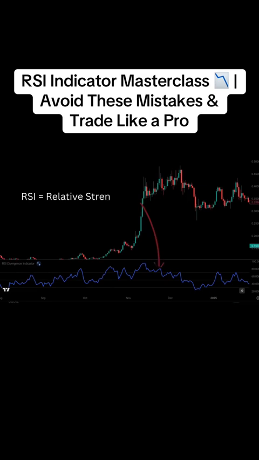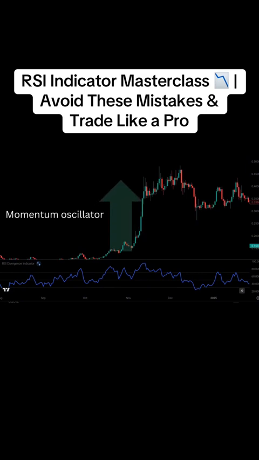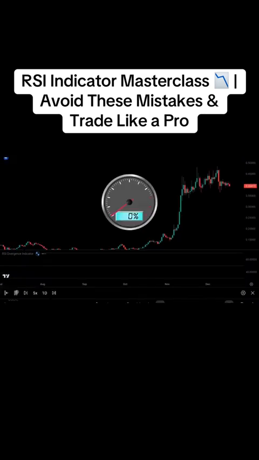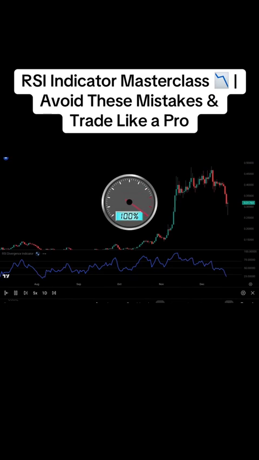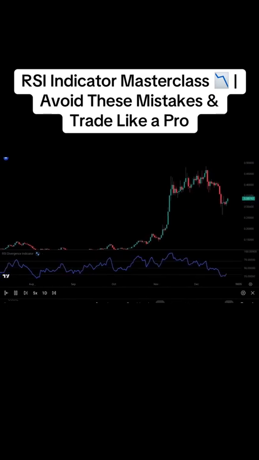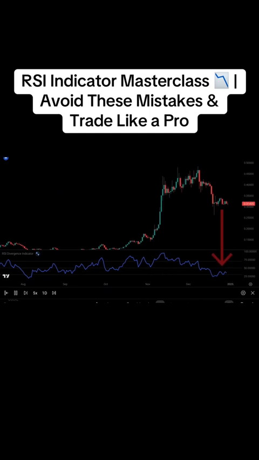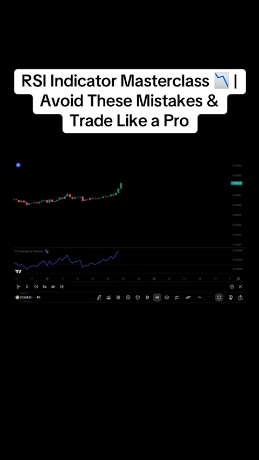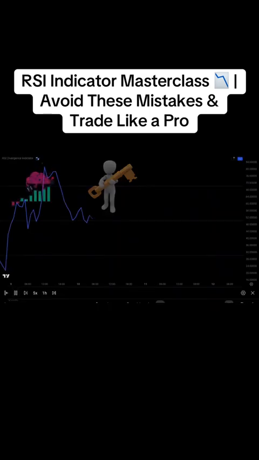RSI stands for Relative Strength Index. It's a momentum oscillator, which means it measures the speed and strength of price movement. The RSI scale runs from 0 to 100. When it drops below 30, we call it oversold. Price might bounce. When it climbs above 70, it's overbought. Price might pull back. But here's the key. RSI doesn't tell you where price will go. It tells you how strong the recent moves have been.